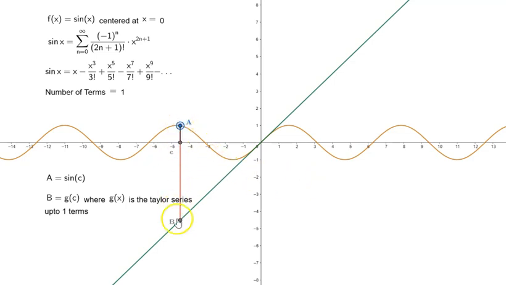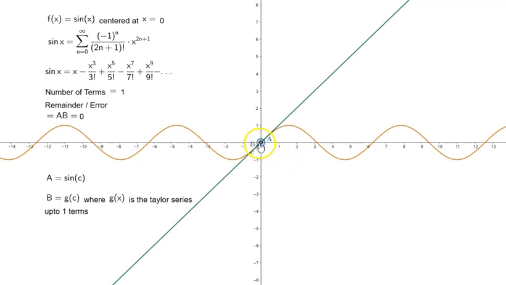Now, as I move this, what happens? The magnitude of AB keeps changing. And when I take it to 0, what happens? Visually we may not be very accurate. So let's put in remainder, or what is also called error. So here AB is equal to 0. And sine of x or sine of C, that is sine of 0, is also 0.